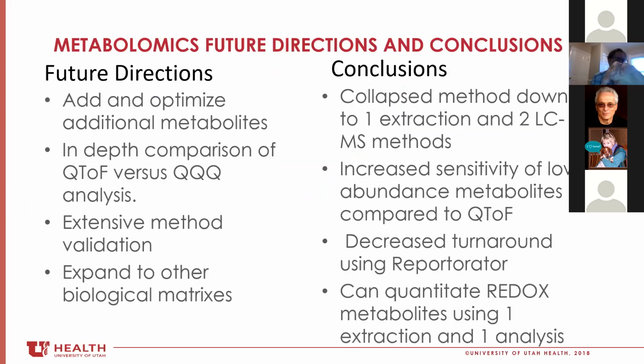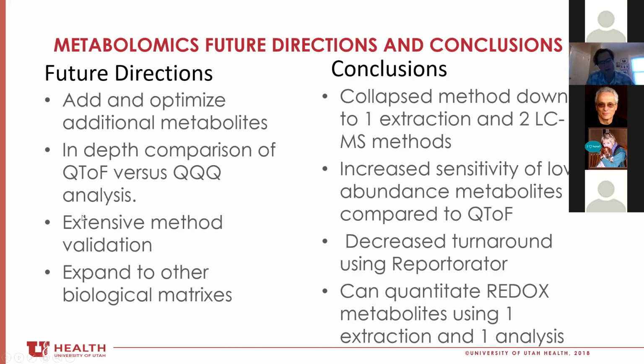So that brings us to this portion of it. So we're pretty close on publishing this. So we have to add and optimize a few additional metabolites. Like I said, we have like 240, I think. I'd like to do 300 total metabolites from the red blood cell. And the reason why, it just takes time to order standards and run them by the mass spec. Do more in-depth comparison between the triple quad and QTOF. And we really need to validate this method.